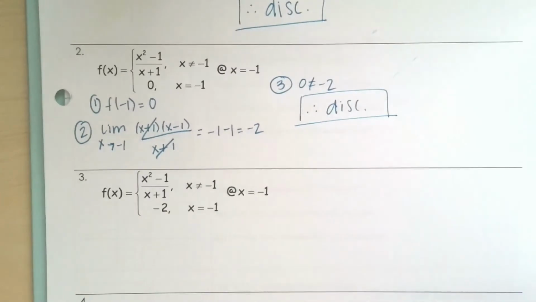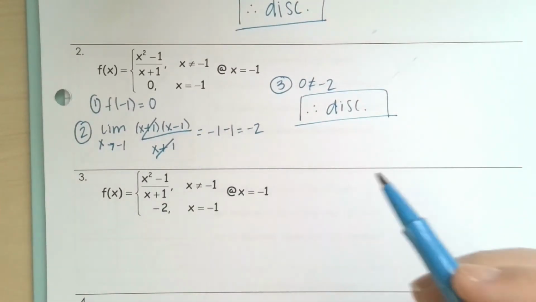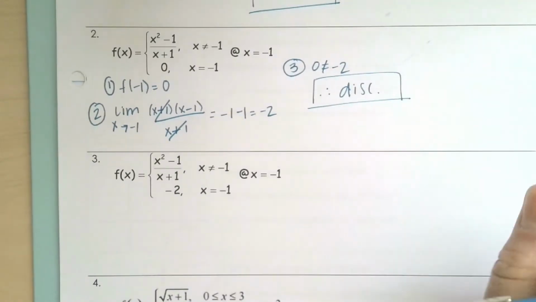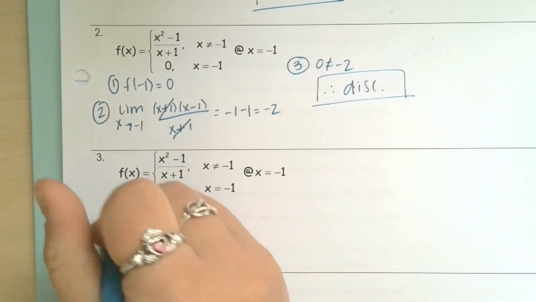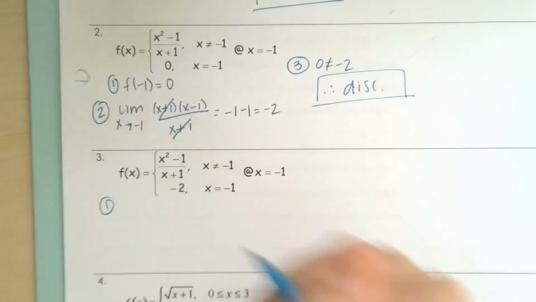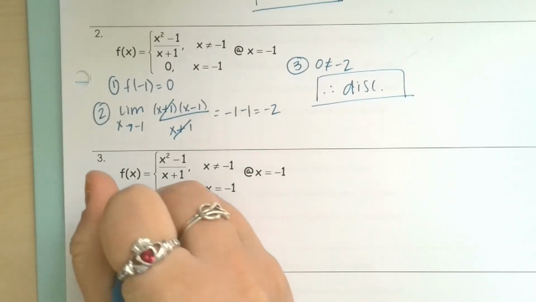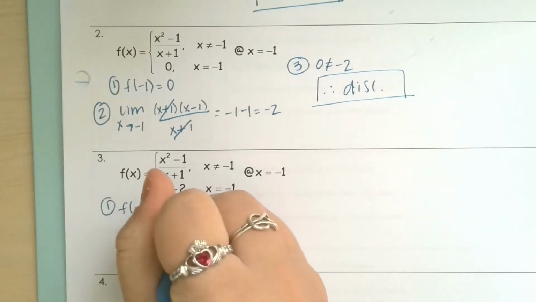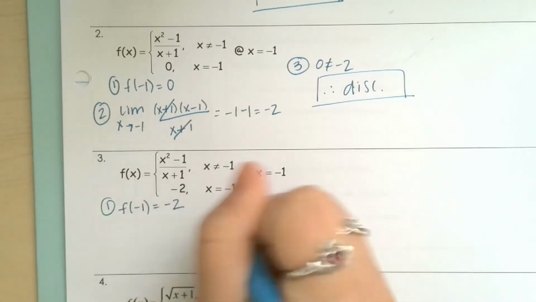All right. Number 3 is actually the same function, but just tweaked a little bit from that top one. Okay. So again, first step, finding our function value. We need to put in f of negative 1. That's going to give us, already tells us, negative 2. So that's good, that exists.